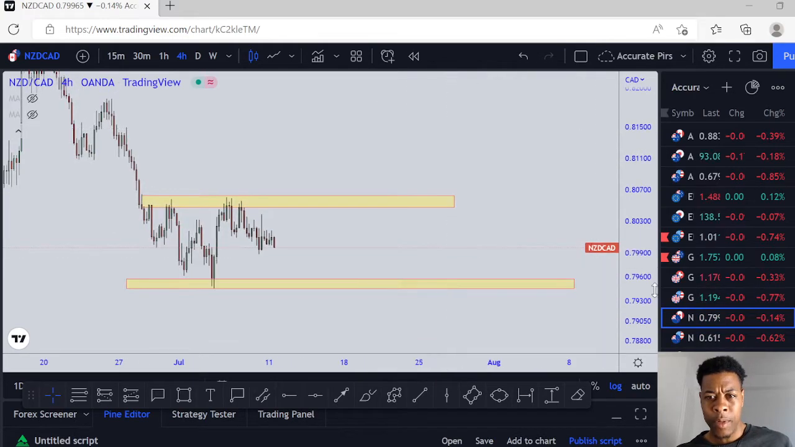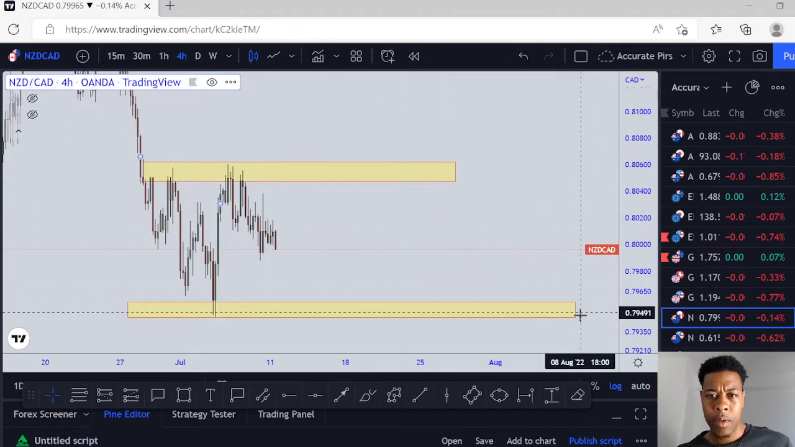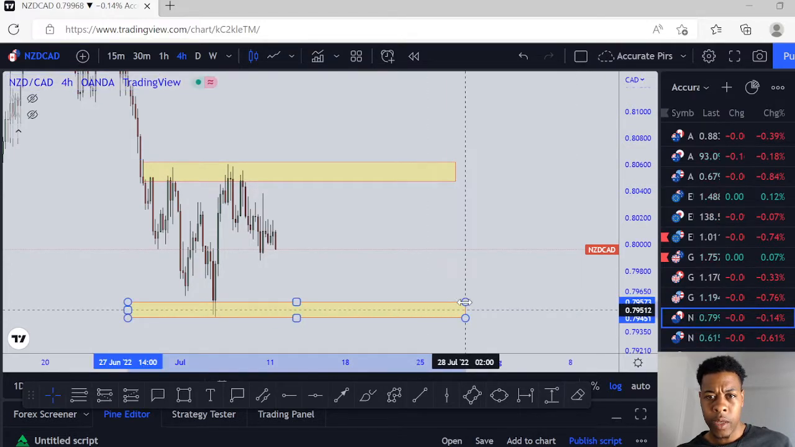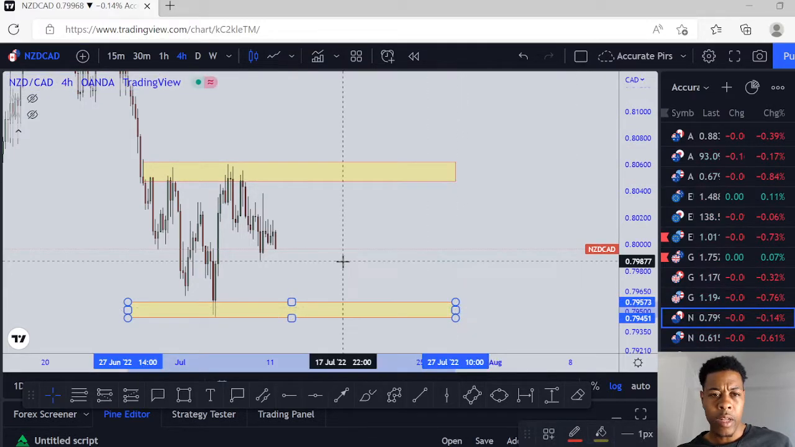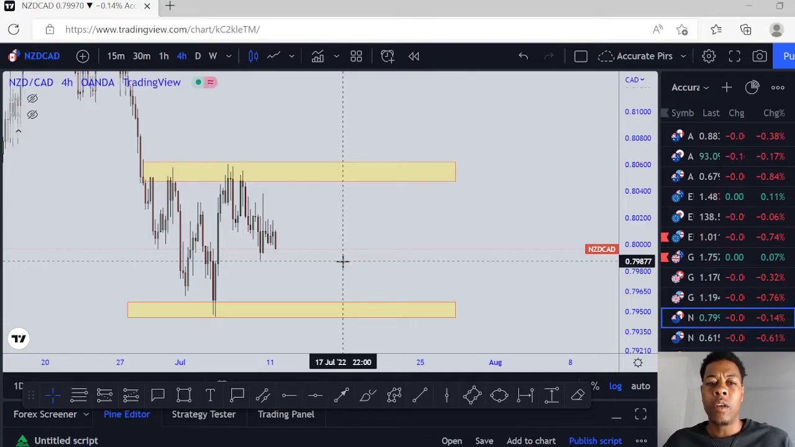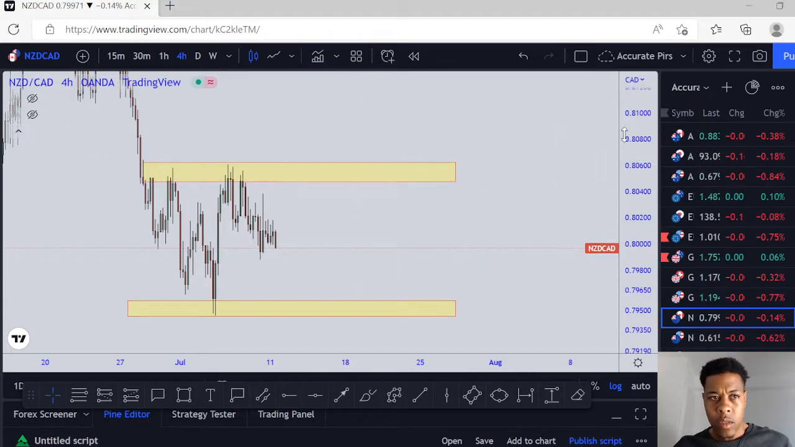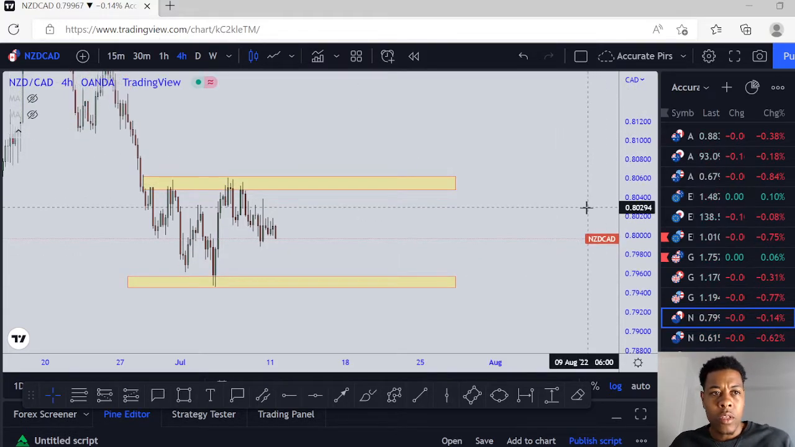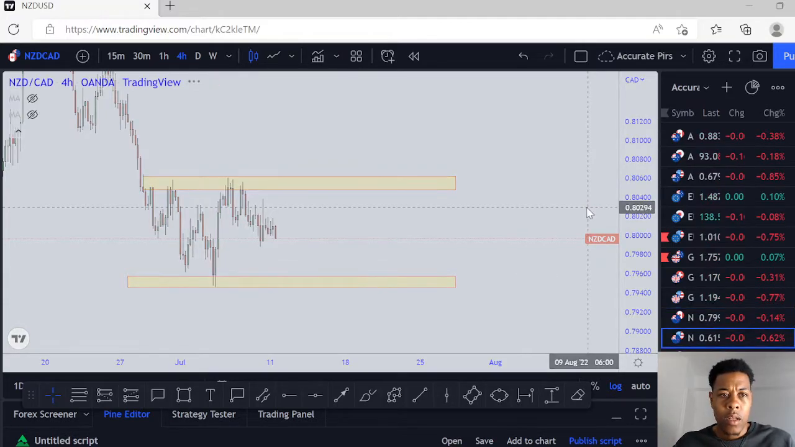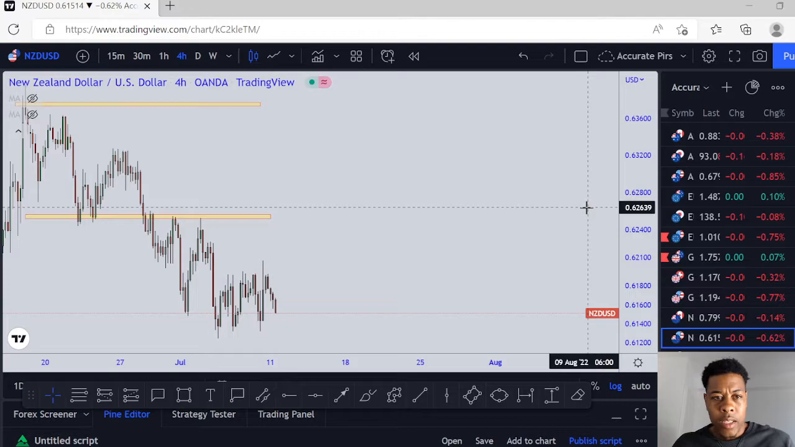So remember, this is just my Monday setup, setting up my charts for the week. New resistance and support levels. That's what I'm going to be doing, videos like this every Monday, highlighting my support and resistance levels for the week. So that's our new support and resistance levels for AUD CAD for this week. Let's move on to NZD USD.